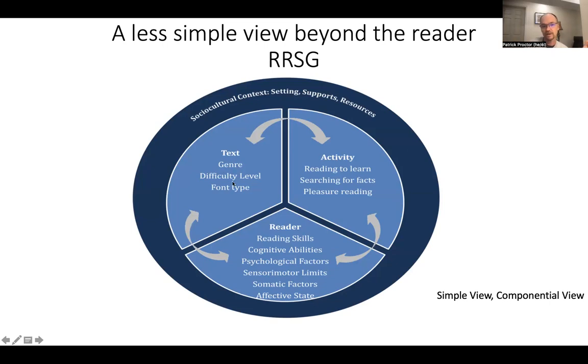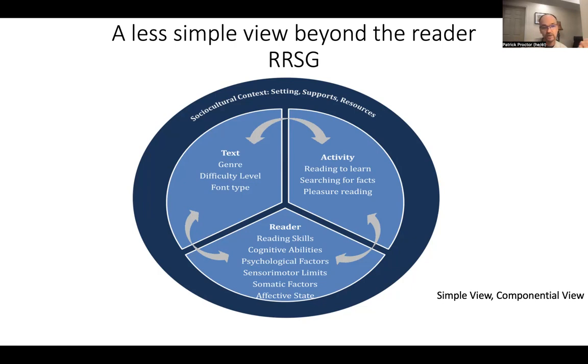That text is going to vary by genre, difficulty level, even font type, which, you know, is something to think about. Also, the activity. Why are you reading in the first place? Are you reading to learn? Are you reading for facts? Are you pleasure reading? Are you reading to get the gist only? The reasons for reading have a lot to do with how well or that you comprehend the text that you're coming to. And then importantly, all of that is occurring in a broader sociocultural context, right?